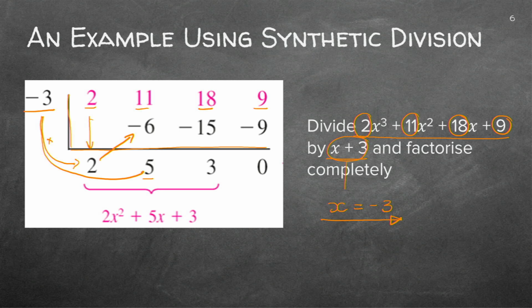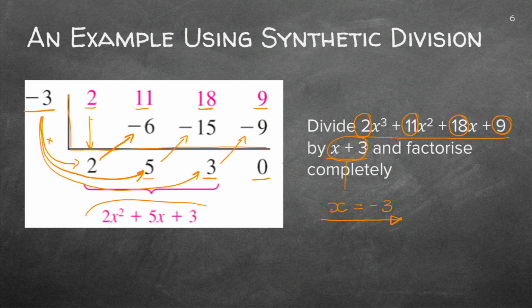We're going to multiply again. Minus 3 times 5 equals negative 15. 18 minus 15 equals 3. We're going to multiply again. So that will be minus 3 times 3 equals negative 9. And 9 minus 9 equals 0.